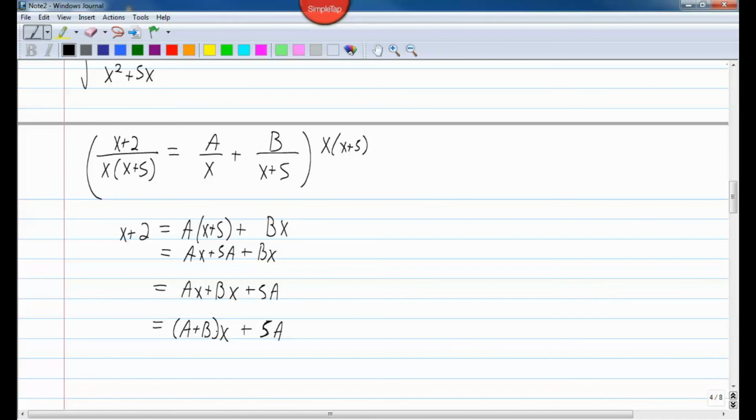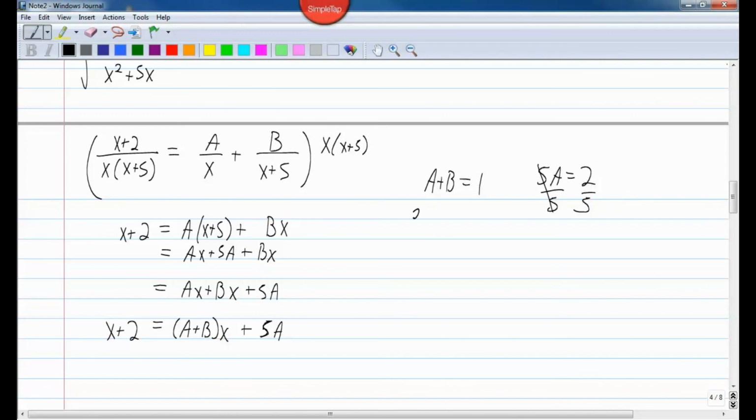Now once you factor the x out of every set of terms that you can, now you compare the coefficient on the right side with the coefficient on the left side. So for the x to the first term, a plus b is going to be equal to 1. All right, with the constant terms, there's only one constant term, 5a. 5a is going to be equal to 2. All right, so solve. What is a equal to? A equals 2/5.